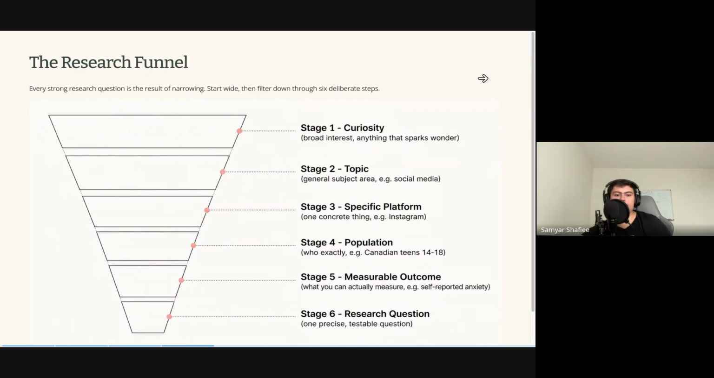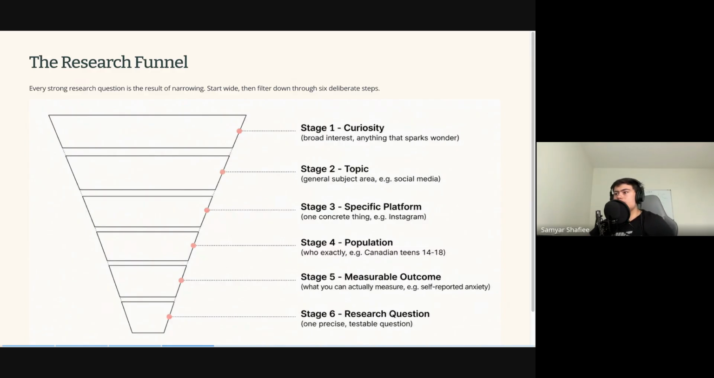Now, the next one. How do I create a research question? This is kind of like a blueprint or a funnel of how it should work out. Every strong research question is a result of narrowing. You always want to cut stuff that doesn't mean anything, or narrow stuff that is too broad. You want to start broad, as we did in today's discussion, and go very, very narrow and precise.